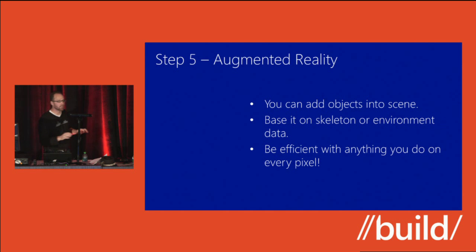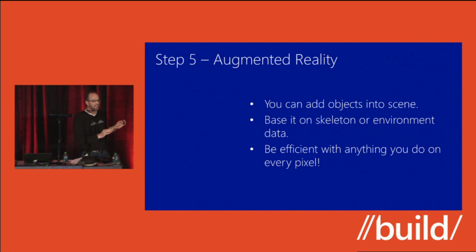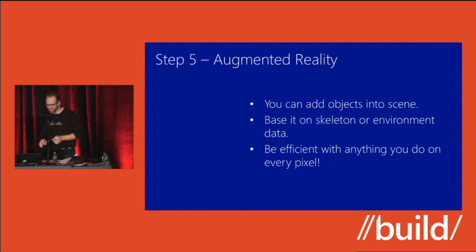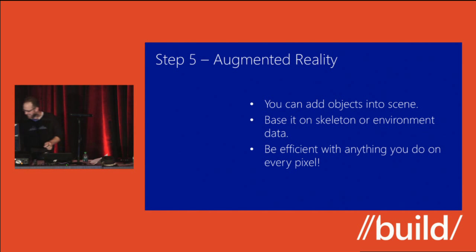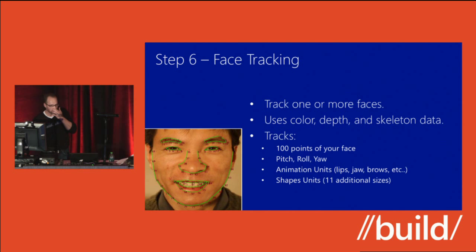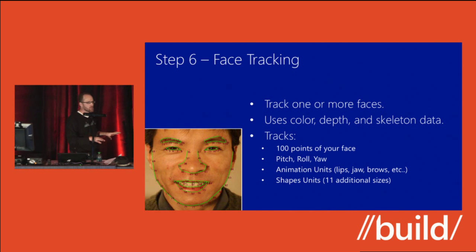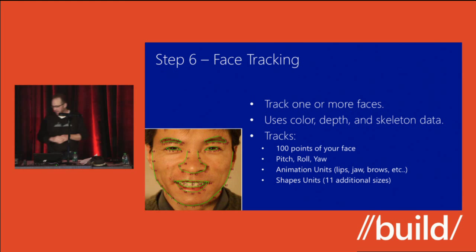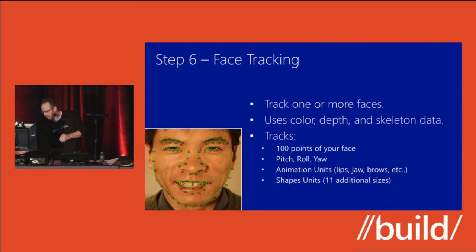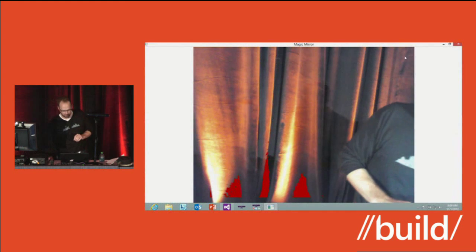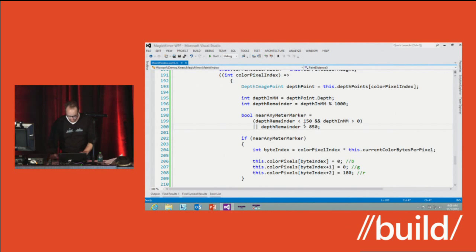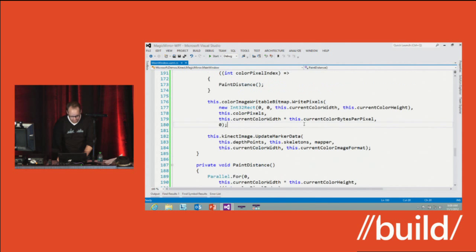So it's really important to be really efficient with everything you do with every pixel, because it counts over and over again. Next, I'm going to add face tracking and show you how face tracking can be used inside of Kinect for Windows as well. Now this, I'm not going to write as much code.